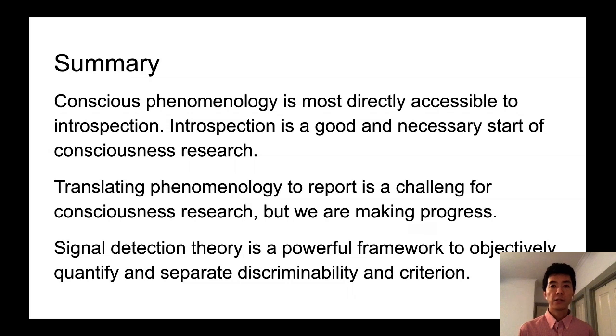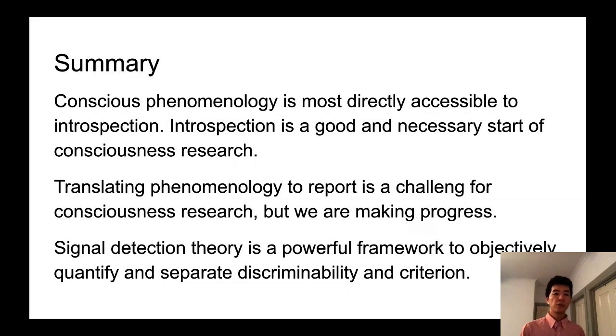So to summarize this part of the lecture, I introduced that conscious phenomenology is most directly accessible to introspection. However, introspection is just a good starting point, but not really enough for consciousness research. So translating phenomenology to report is a challenging but very important step in consciousness research. And the way to do this is analytical and methodological, making progress all the time.